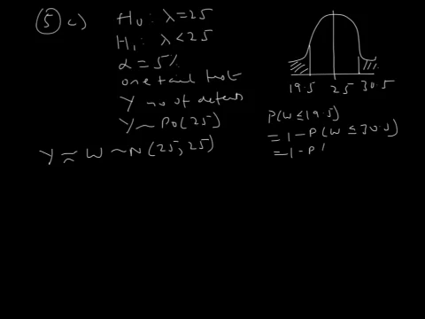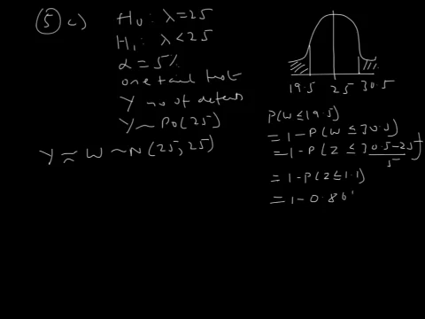So now we can go into the z variables. 30.5 minus 25 divided by the standard deviation works out to be 1.1. Look that up in tables, and we get 1 minus 0.8643, which is 0.1357. 0.1357 is greater than 5%, so therefore there's no evidence to support Sami's claim.